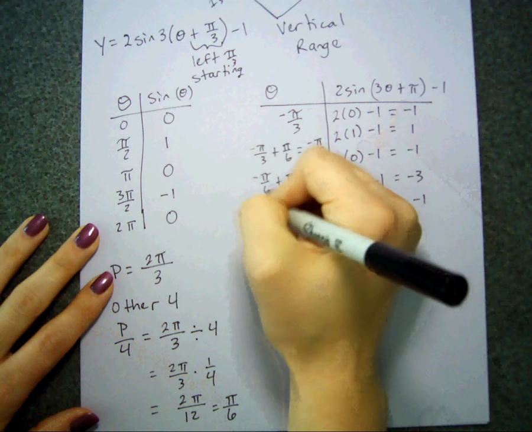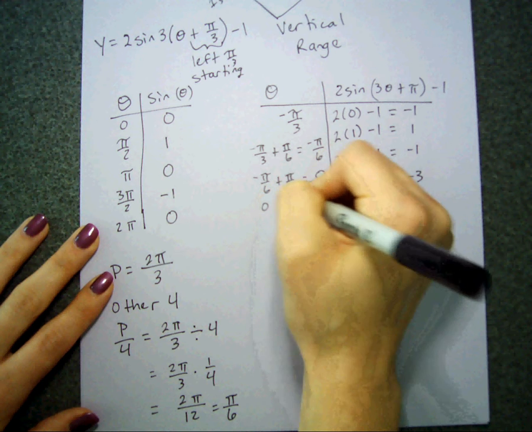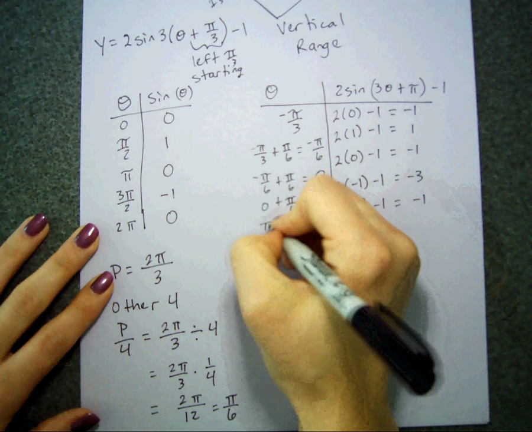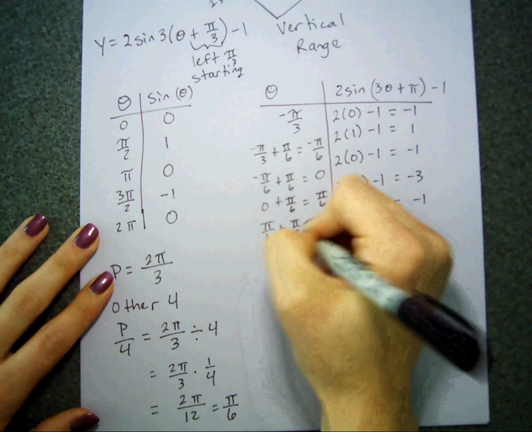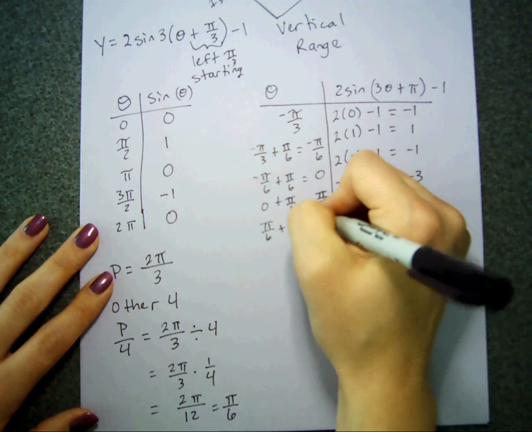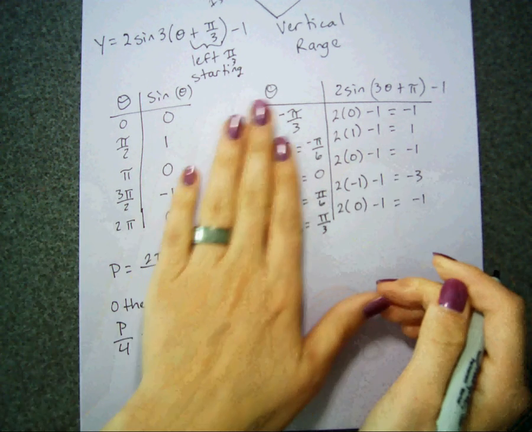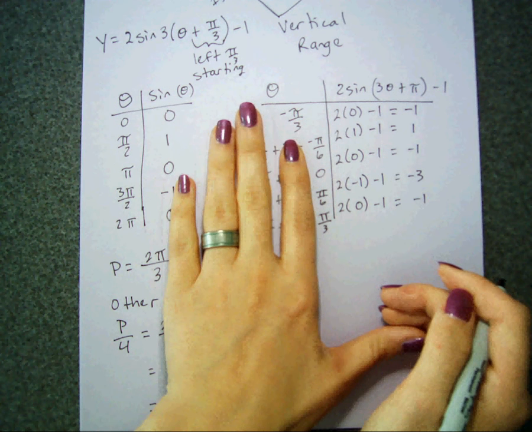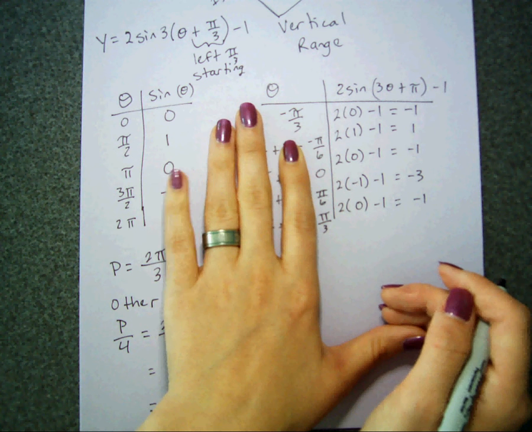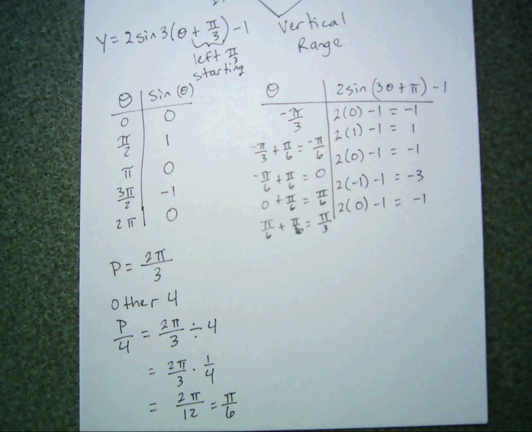Then I'll take 0, add pi over 6, gives me pi over 6. And one more, take pi over 6, add pi over 6. I get 2 pi over 6, which is pi over 3. So right here, these are my new values, my new theta values. Okay, so once I have my values now, I can go ahead and graph them.